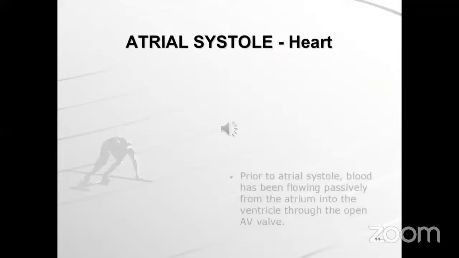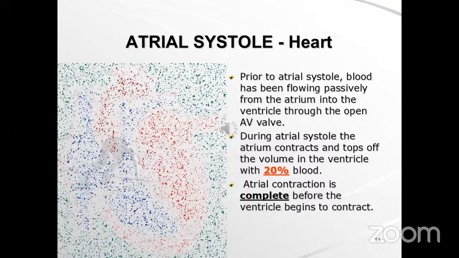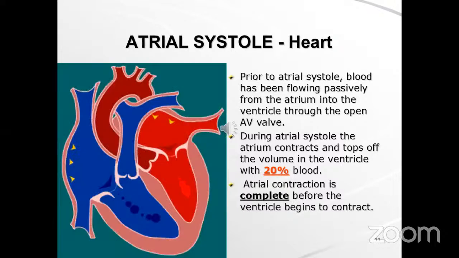So let's see about the atrial systole in detail. Prior to the atrial systole, blood has been flowing passively from the atrium into the ventricle through the opened AV valve. We have seen that first the AV valve will open because the atria will be full of blood, and once the pressure is more, the AV valve will open.